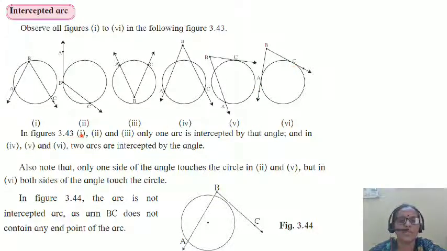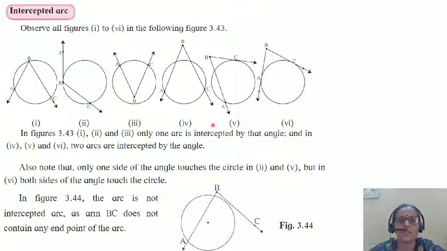Now observe figure 1, 2 and 3. Only one arc is intercepted, that is, in between the two arms of the angle you have arc AC. In between the two arms of the angle, that is BA and BC, you have this arc which is intercepted. With respect to this figure, arc AC is the intercepted arc, right? It lies between the two arms of the angle. In figures 1, 2 and 3 it lies between the two arms of the angle.